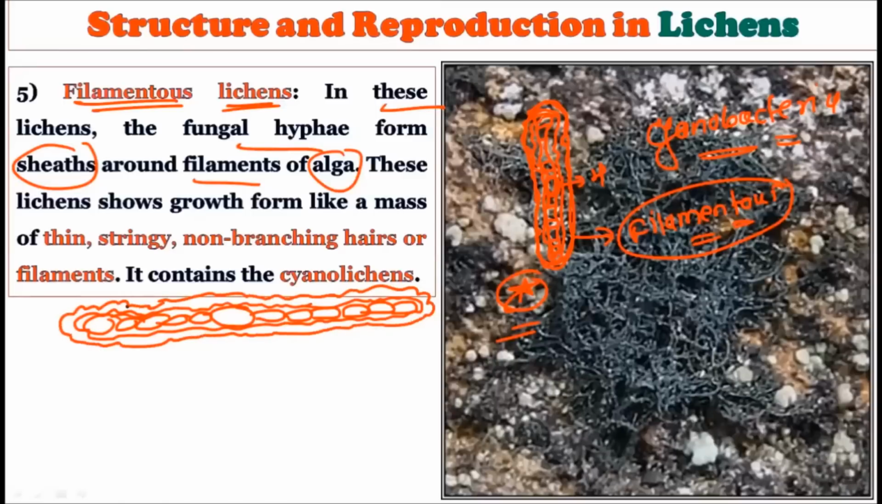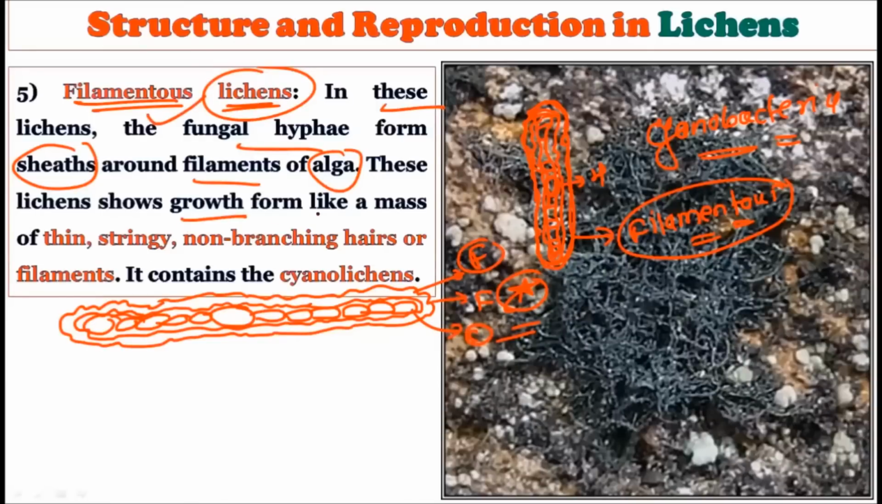Now see the shape. Now clearly observe the shape. This shape is the filamentous shape. And that is why this type of lichens are called the filamentous lichen, because the outer portion is made up of the fungi, while the inner portion is made up of the cyanobacteria, and they are forming a structure which is literally filamentous, and that is why we are calling these lichens filamentous lichen. Okay.